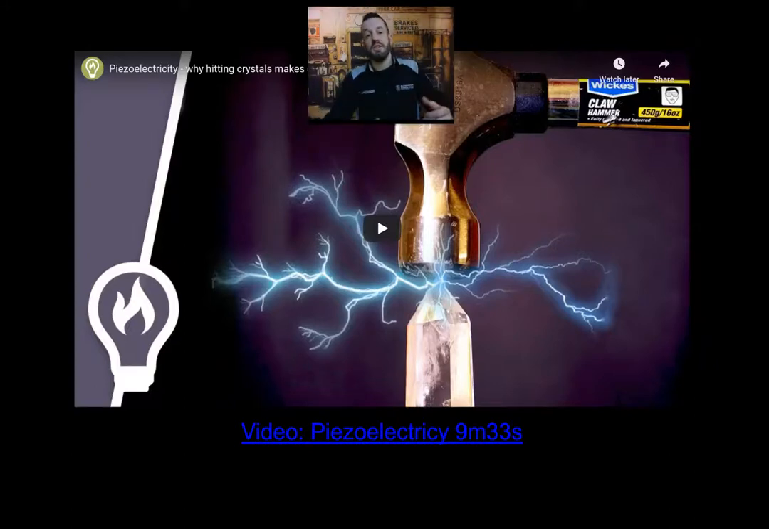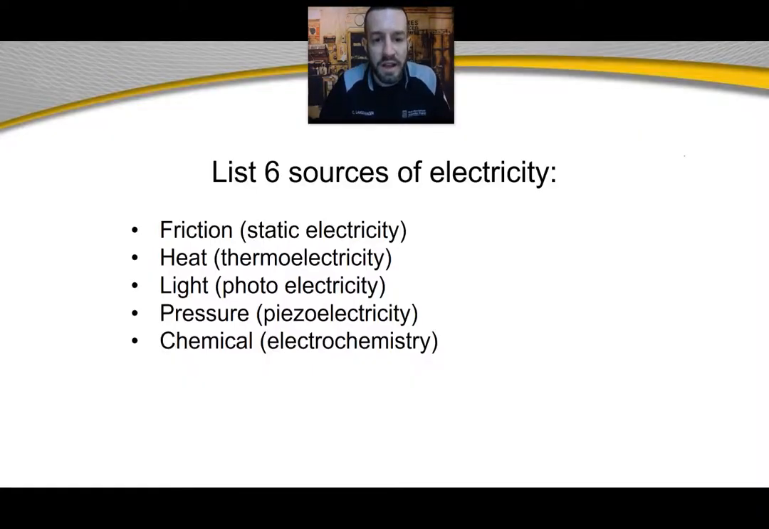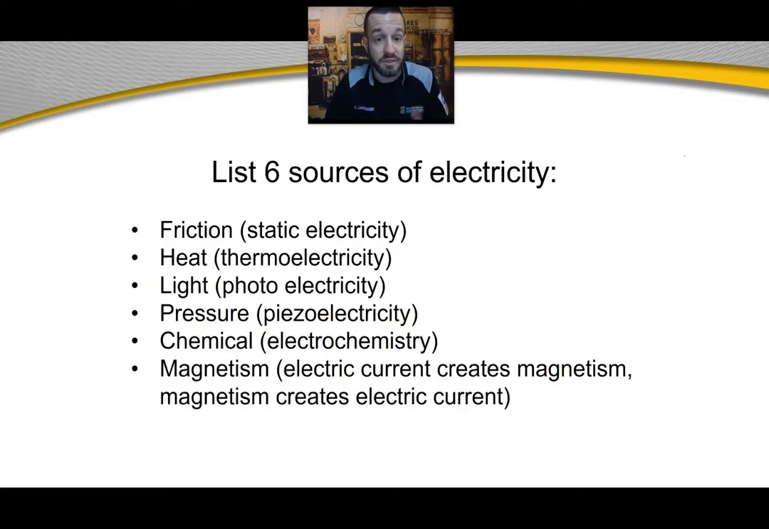All right. So crystals, look at that. They might not heal you, but they can generate electricity. It's kind of cool. And then chemical. I'm not going to have you watch a video on chemical right now because we're going to be talking about batteries before long. So batteries, right? And then magnetism. Magnetism is the coolest stuff, like I was talking about with ignition. Well, I want you to just think about this.